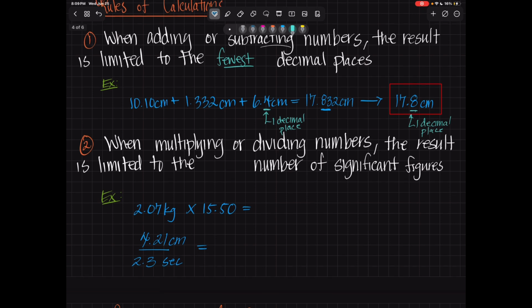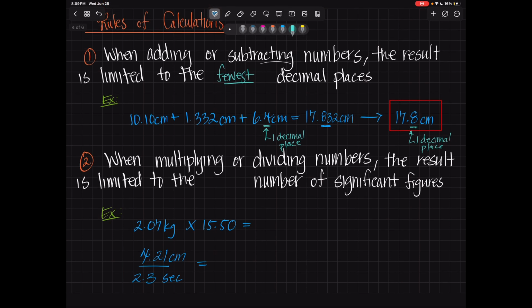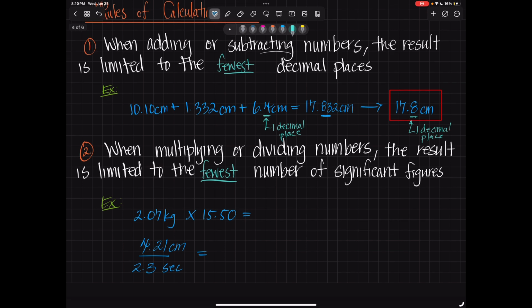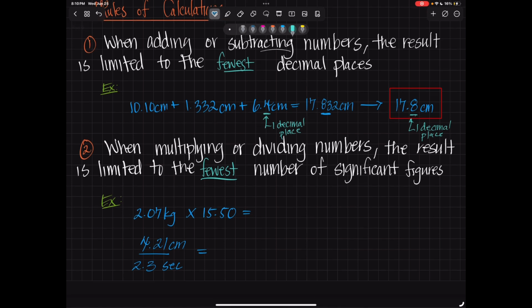Okay. Our second rule of calculation is when multiplying or dividing numbers, the result is limited to the fewest number of significant figures. So this is where those significant figure rules come into play. Let's try it for this calculation: 2.07 kilograms times 15.50.